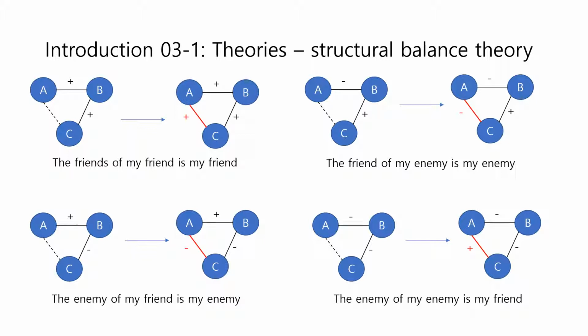As a concrete example, let's look at the configuration located in the top left corner. Suppose there were already two edges, one positive edge between A and B and the other positive edge between B and C. Using the intuitive assumption that the friend of my friend is my friend, we can expect there is a positive edge between A and C. The other kinds of triads can be explained similarly using different kinds of assumptions.